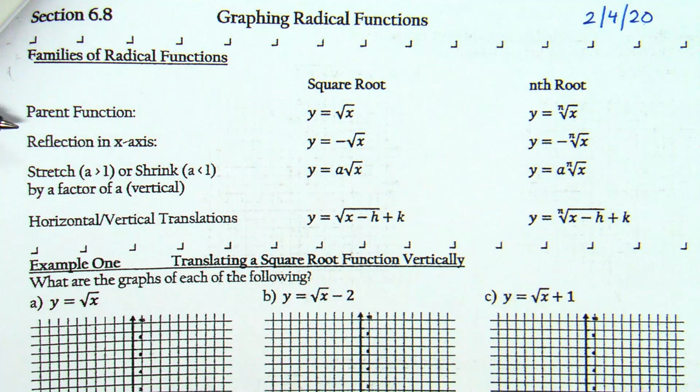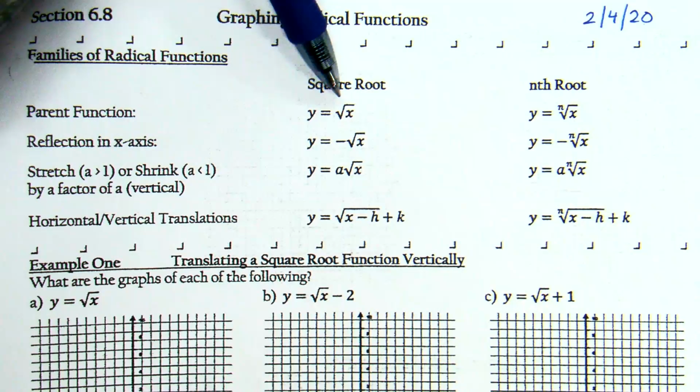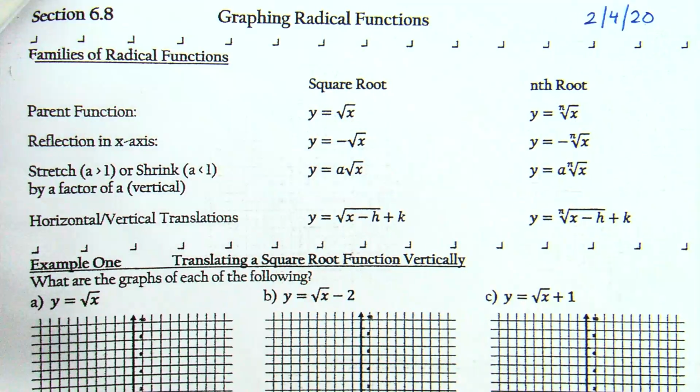So your parent function, your main overall graph, whether it be y equals the square root of x, or it could be y equals any root of x. Okay. So as I said, we're mostly working with square roots. We'll also talk about cube roots today, though. A reflection across the x-axis, so remind me, which one's the x-axis? Horizontal, yes. So reflection across the x-axis means flipping up and down.